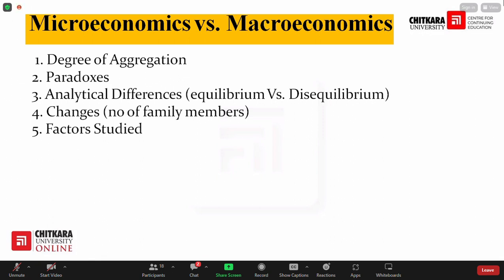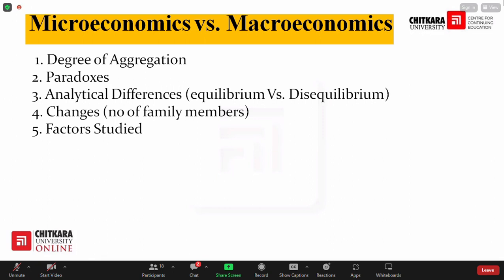That is true that the economy sometimes adjusts itself. But in macroeconomics, it is a stage of disequilibrium. We do not talk about the equilibrium. We do not talk about a stage where demand and supply are equal, profit and losses are equal. Fourth is the changes.